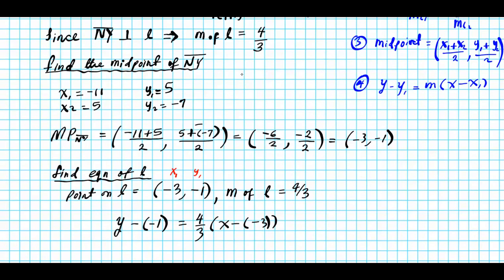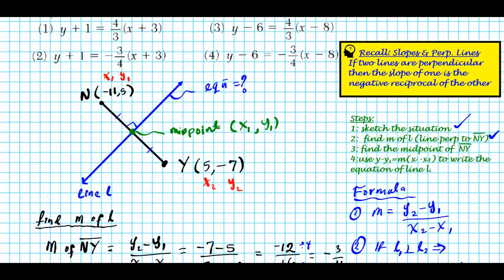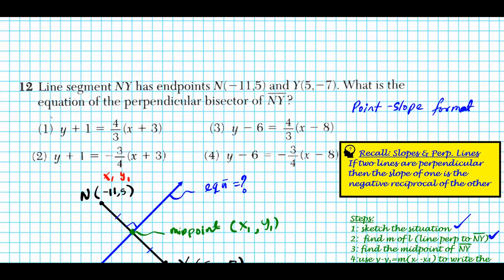So, and then we put it all together. Just one more step. We're going to have y plus 1 equals 4/3, minus times minus again is plus, x plus 3. Ladies and gentlemen, that is our final result. Y plus 1 equals 4/3 x plus 3. And that is option number 1.